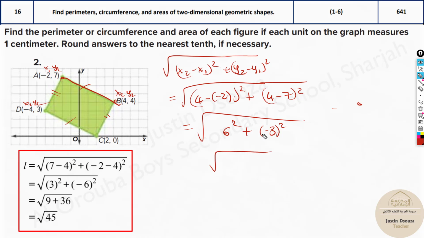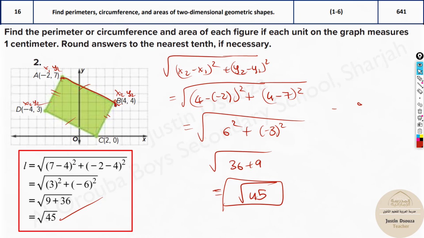Now it doesn't matter, it's negative 3. Why? Because it'll be positive anyways when you square any number. So it'll be 36 plus 3 square is 9. And 9 plus 36, it's 45. Square root 45 is the answer. Now let's look over here. It's the same answer. See.